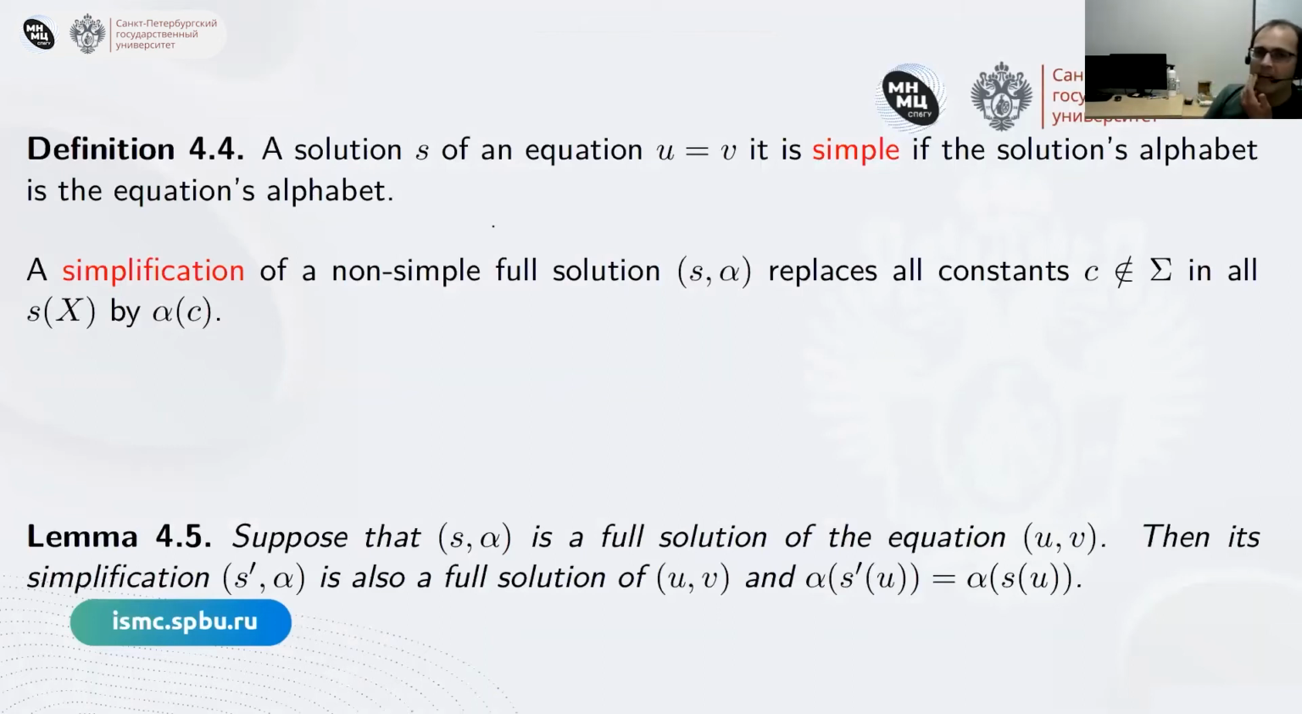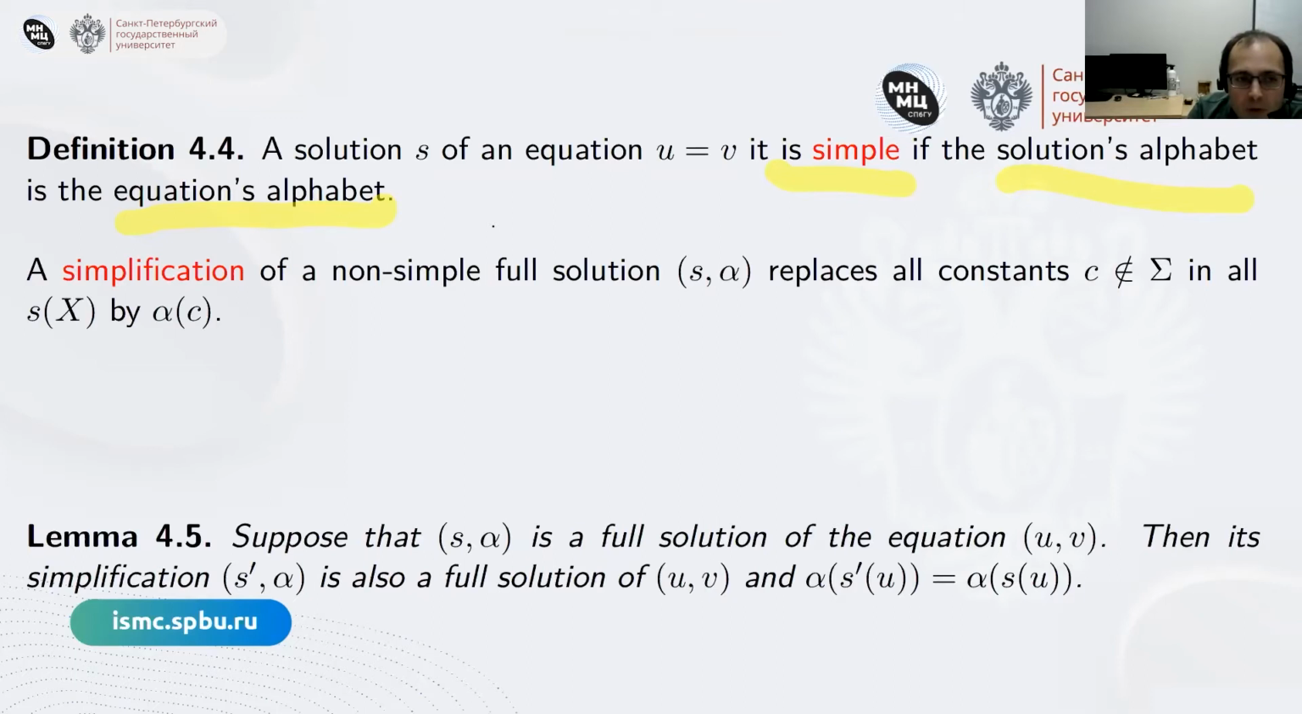So how to use this alpha? We could use it to remove the letters which are no longer in the equation's alphabet. A solution of an equation is simple if the solution's alphabet is the equation's alphabet, meaning that the solution does not use any letter which is not in the equation's alphabet. So it's either in the equation or in the input alphabet. And if the solution is non-simple, then we can turn it into a simple one, which I will call a simplification.